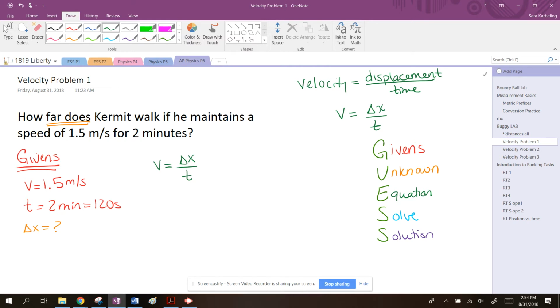I want to get delta x by itself. How do I do that? Multiply both sides by t, right? Multiply both sides by t. T's go away. I can say that delta x is equal to t times v. Okay. Plug that in. So I've got 120 seconds times 1.5 meters per second. That equals something like what, 180 meters?